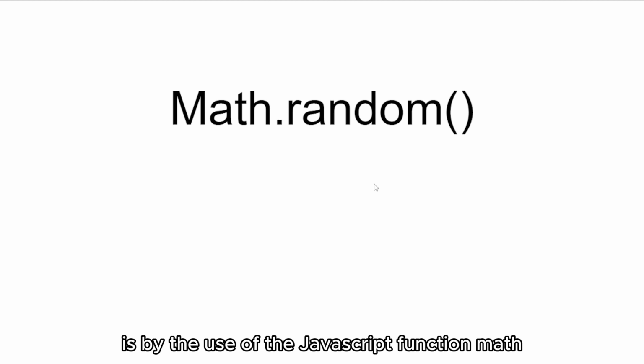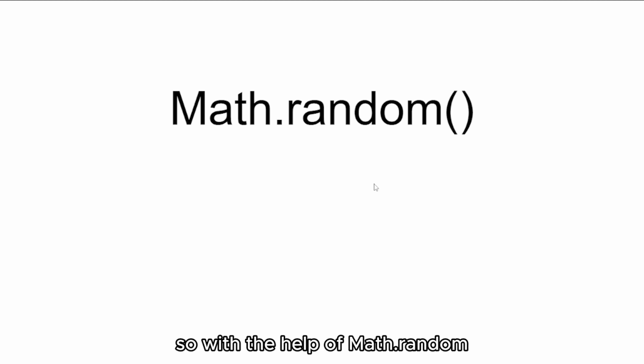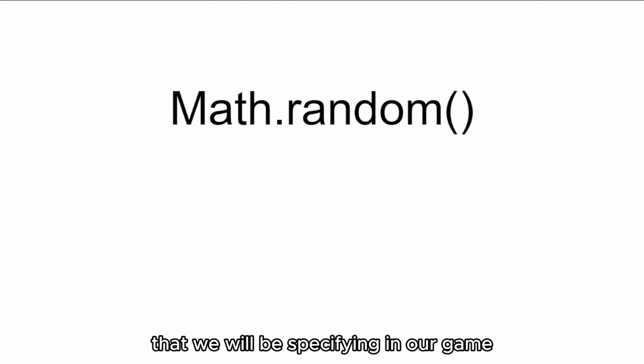So let's start. The way we are going to be requesting random numbers to be generated with our game is by the use of the JavaScript function Math.random. With the help of Math.random, we can come up with a certain percentage from the range that we will be specifying in our game.